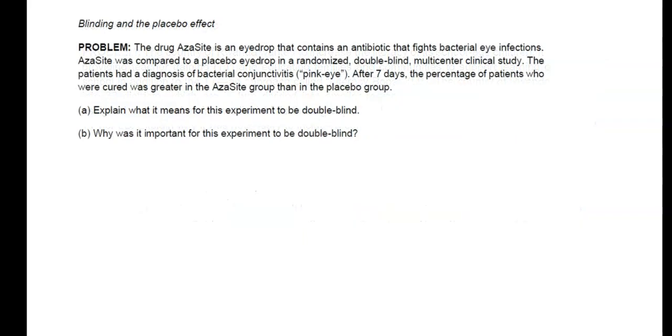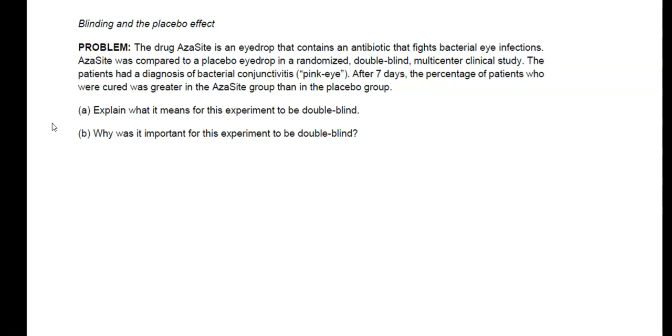So blinding and the placebo effect. The drug Azocyte is an eye drop that contains an antibiotic that fights bacterial eye infection. And this study was a randomized, double-blind, clinical study. The patients had a diagnosis of pink eye, basically. After 7 days, the percentage of people who were cured was greater in the Azocyte group than the placebo group.